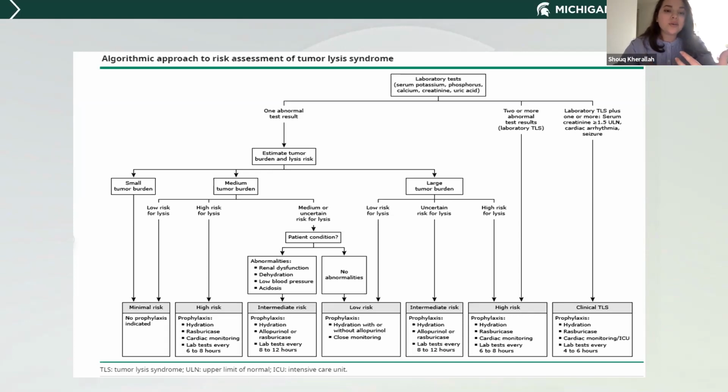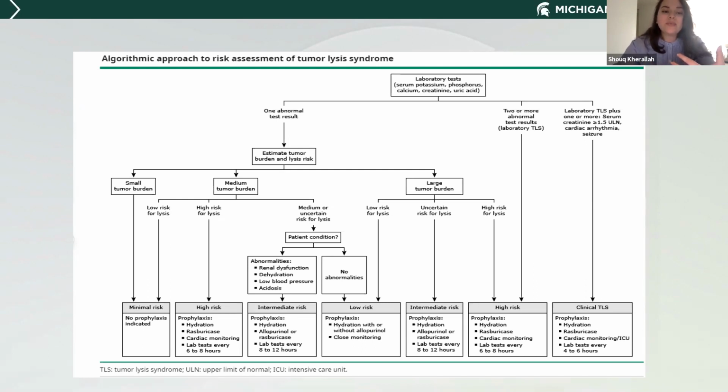So that's a thing to consider too. You need to think about dialysis as early as possible. So if you think your patient might need this, especially if there is hyperkalemia, put the consult early to get dialysis done. And then one more thing is the calcium.